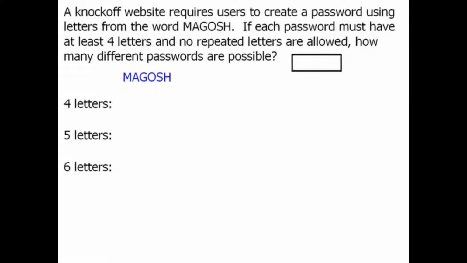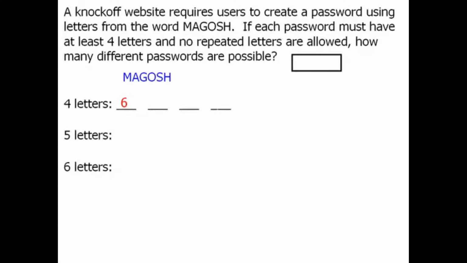Well, to solve this question, we're going to take the task of building 4-letter passwords and break it into stages. The first stage is selecting a letter for the first position, the second stage the second position, the third position, and the fourth position. Let's go to the first stage. In how many ways can we place a letter in this position? Well, there are 6 letters altogether, so we can accomplish this stage in 6 ways.